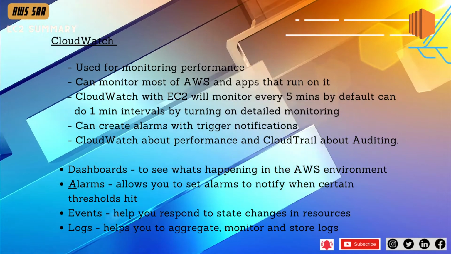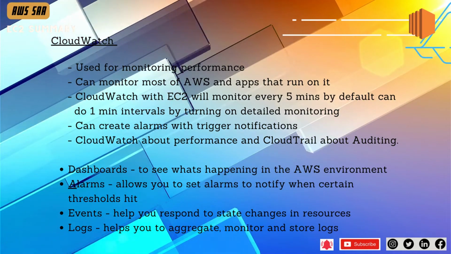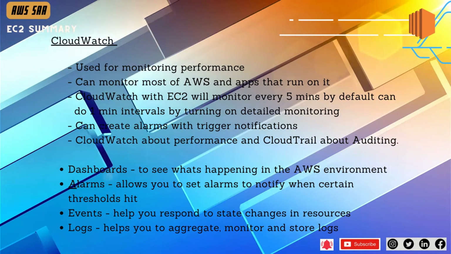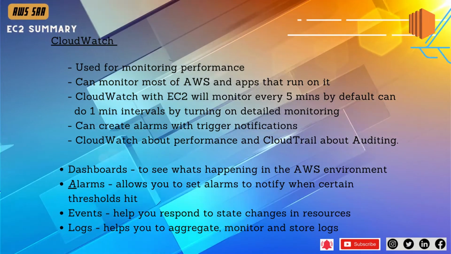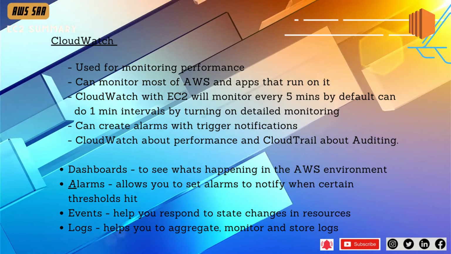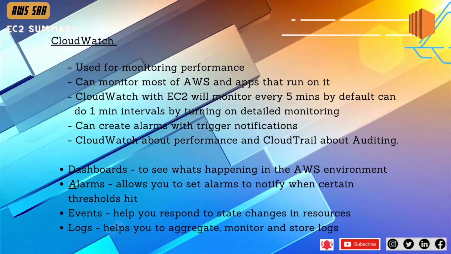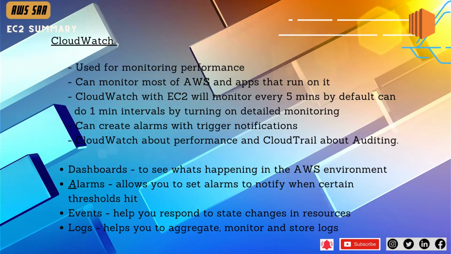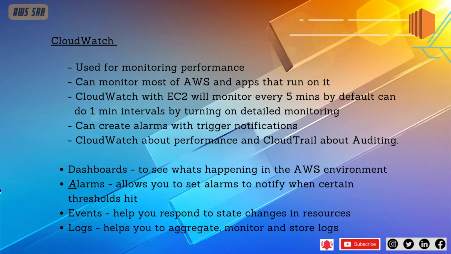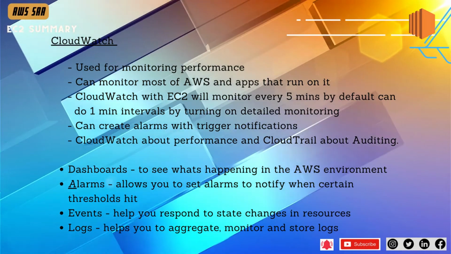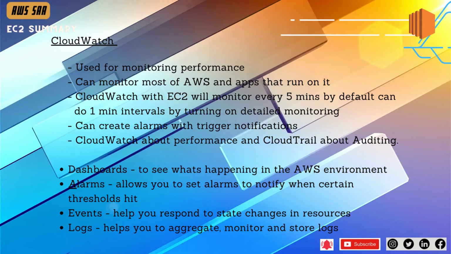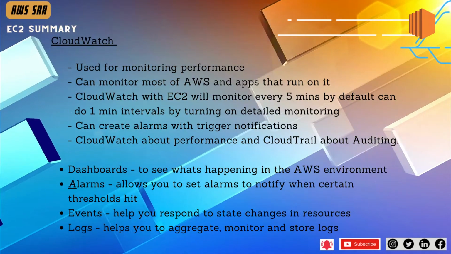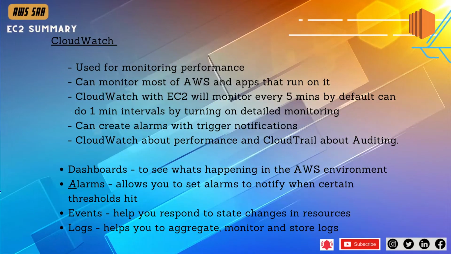CloudWatch is used for monitoring performance and can monitor most of AWS and apps that run on it. CloudWatch with EC2 will monitor every 5 minutes by default, but you can also do 1 minute intervals by turning on detailed monitoring. You can create alarms with triggers and notifications.